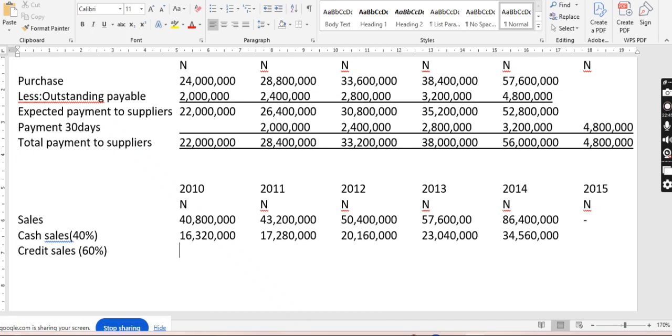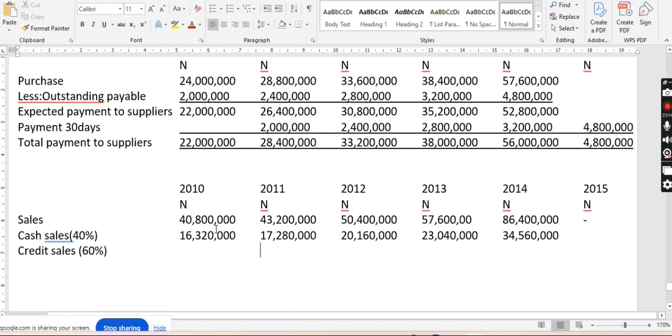I have two methods of this, right? Let's use this first. So credit sales, class, which means that in a year, because we are using yearly, right? In a year, 60% will be paid in the month what? In the month following. Is that not so?